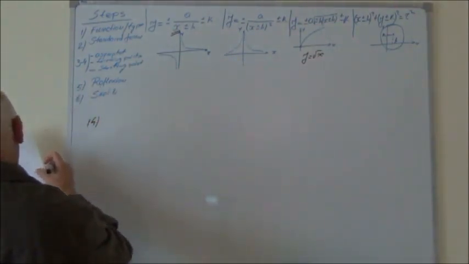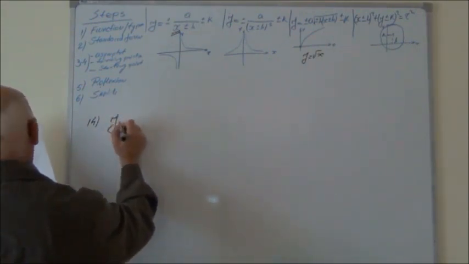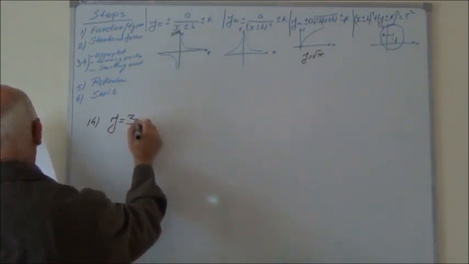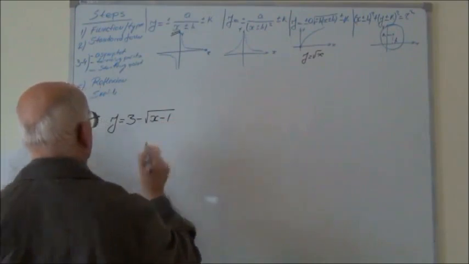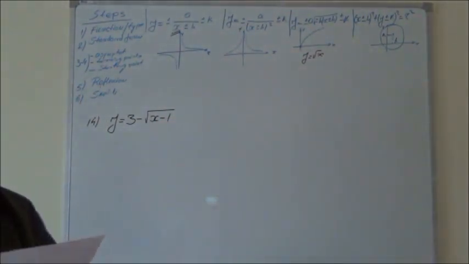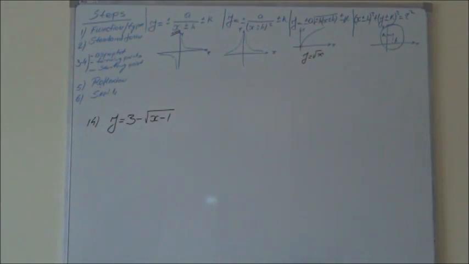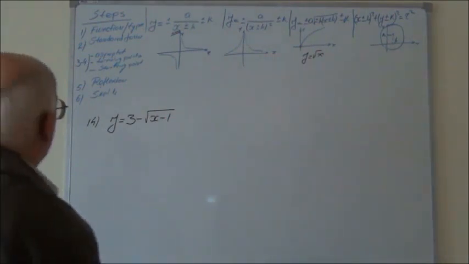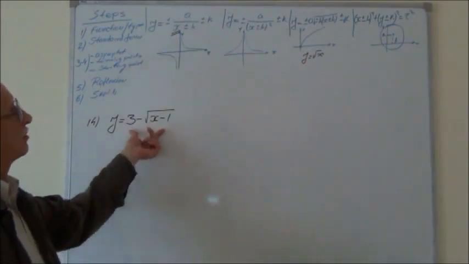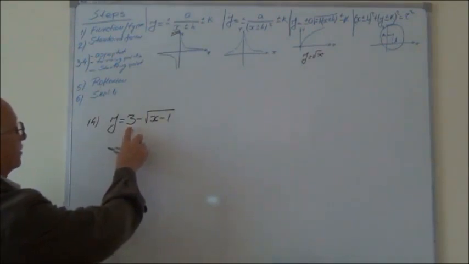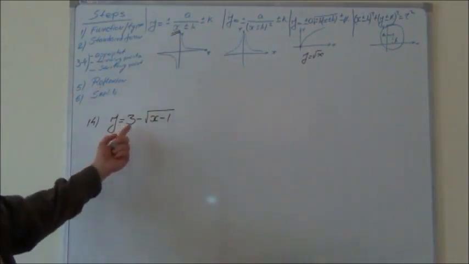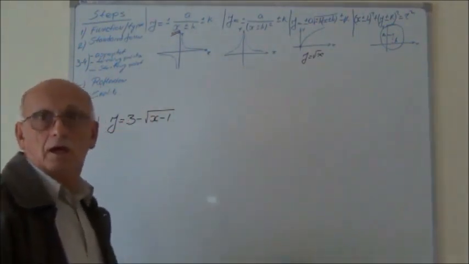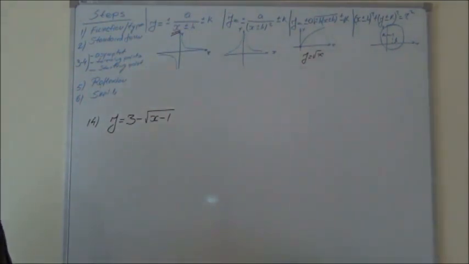Question 14 is y equal 3 minus square root x minus 1. Square root function, yes, it is in standard form, only again we have this number before the main part, but we said it doesn't matter, this number can be here, can be there, basically it is the same.